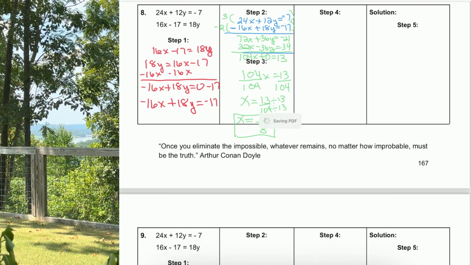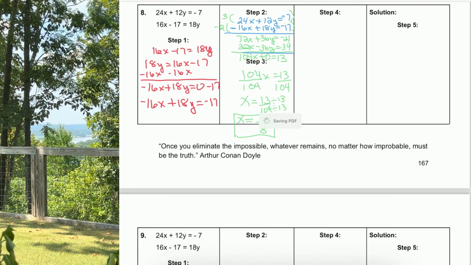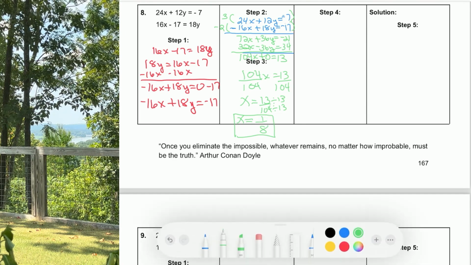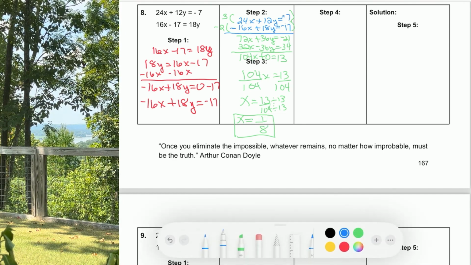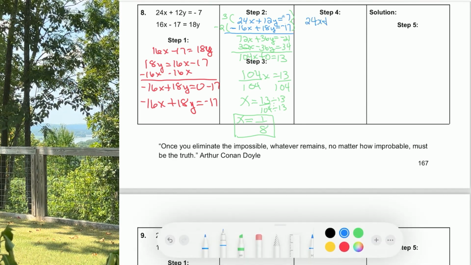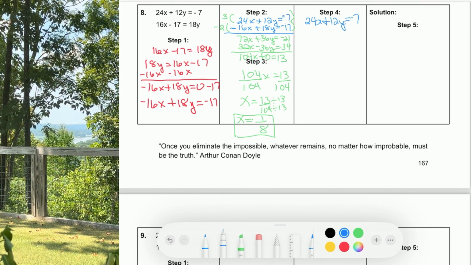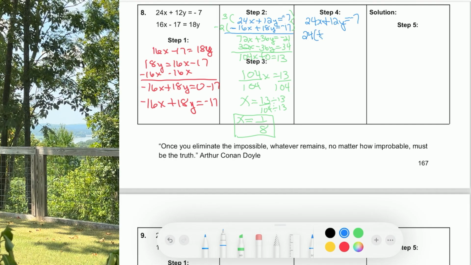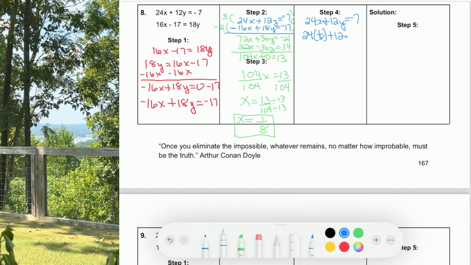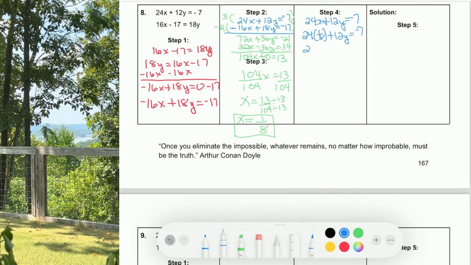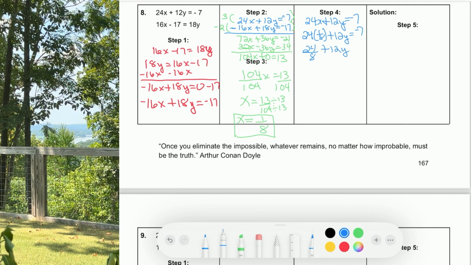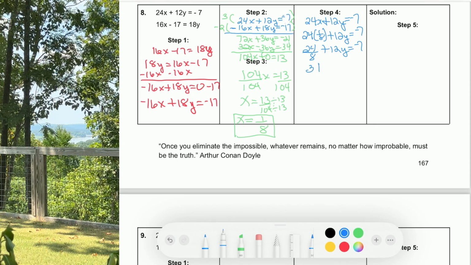All right, so step 4, let's pick our first equation, the 24x plus 12y equals negative 7, and write that up here. So 24x plus 12y equals negative 7. I'm going to replace the x, so I get 24 times 1/8 plus 12y equals negative 7. 24 over 8 plus 12y equals negative 7. That 24 over 8 reduces to a 3.